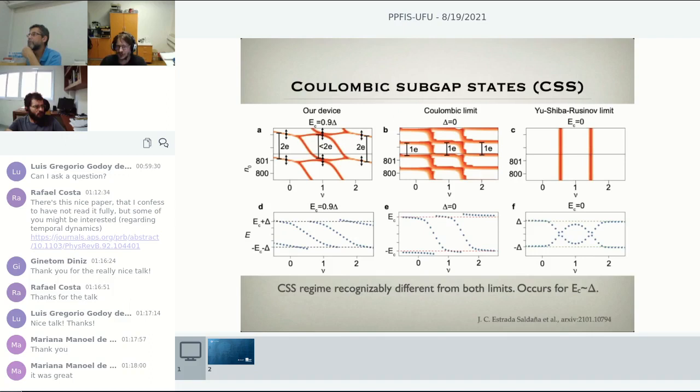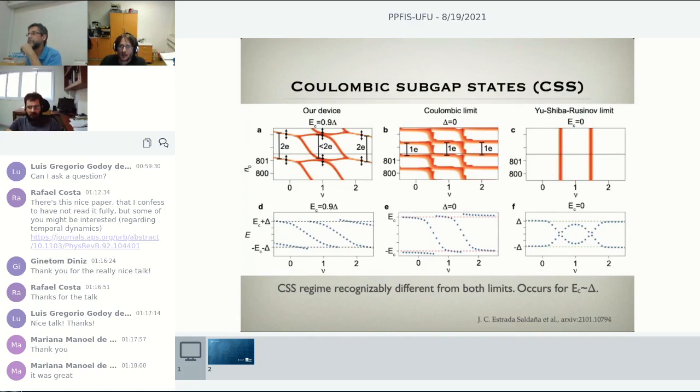So to sum up, these Coulombic subgap states really depend on the presence of both the exchange interaction between the Bogoliubov particles and the spin on the quantum dot, and also on the charge repulsion.